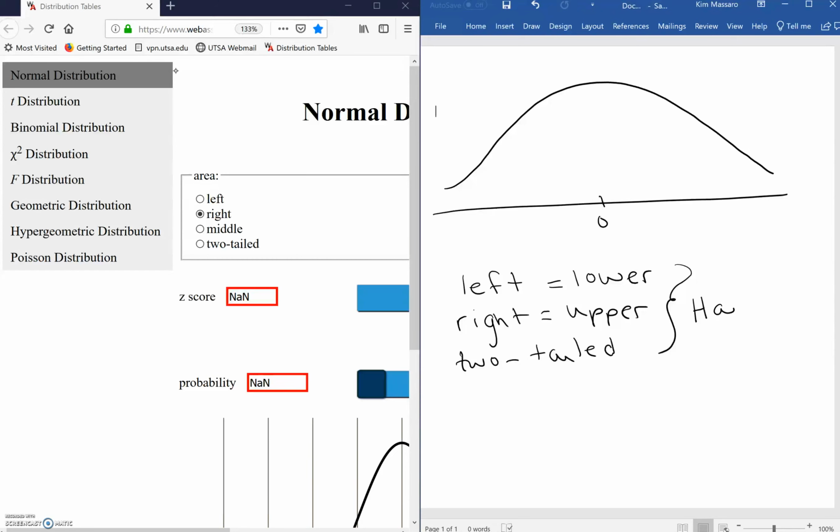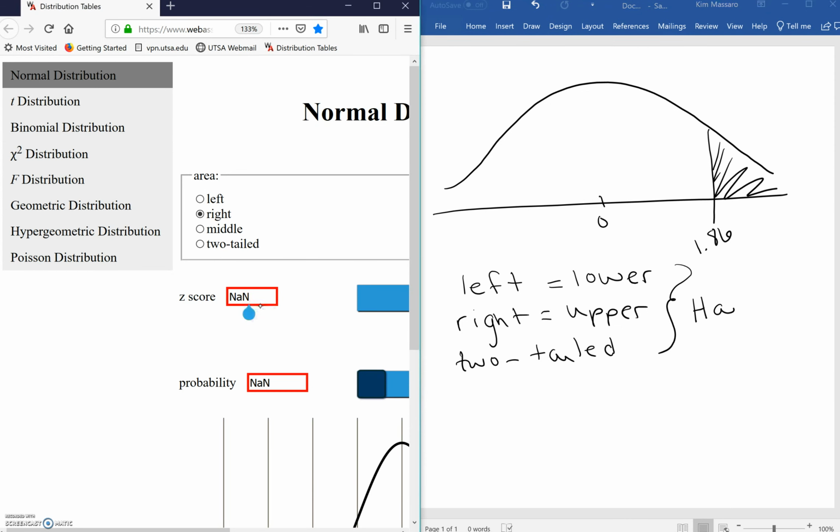Let's start with an example of an upper-tailed test. To find a p-value for an upper-tailed test, we start with the test statistic on our axis. So the test statistic could be positive 1.86. 1.86 is the z-test statistic.